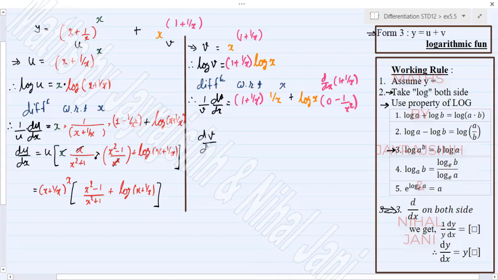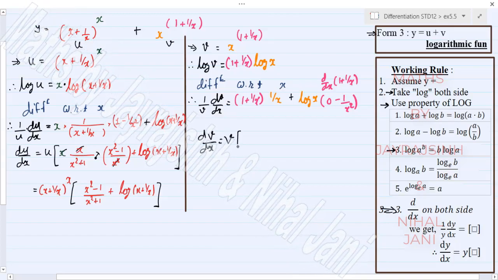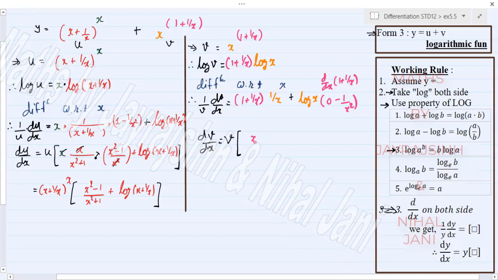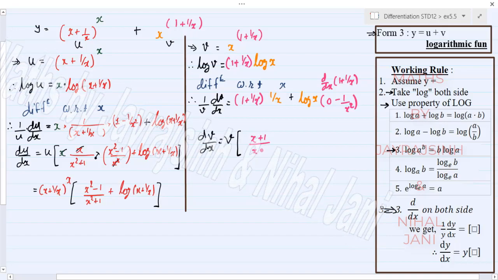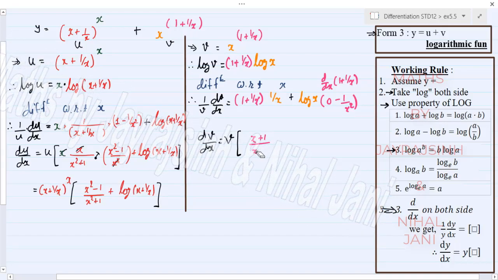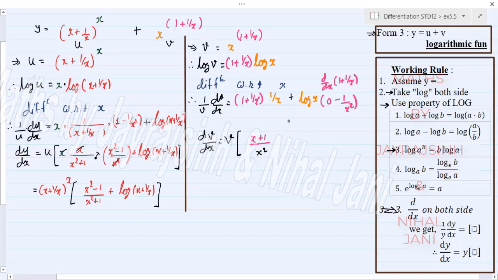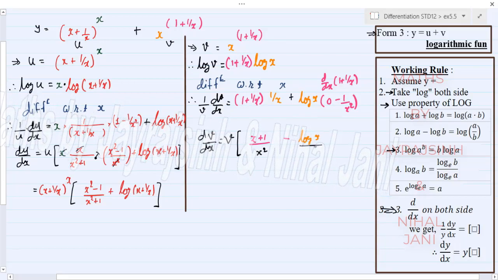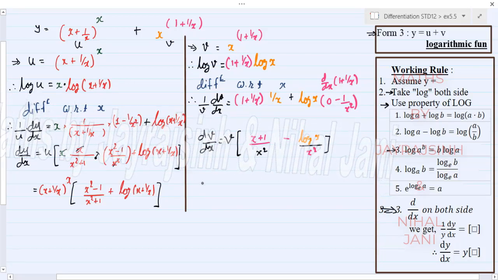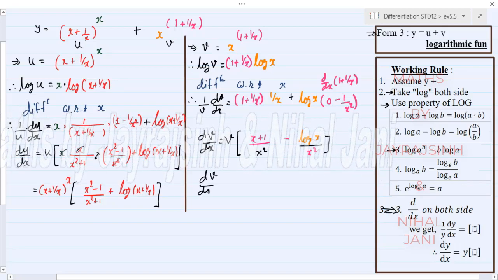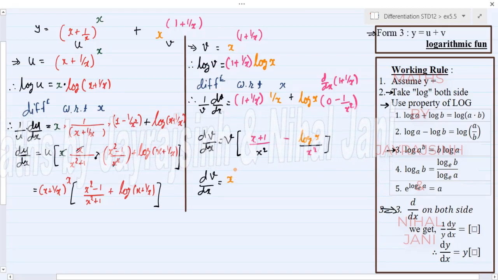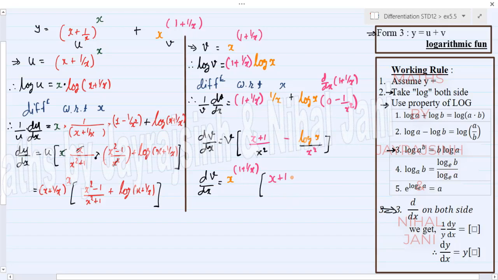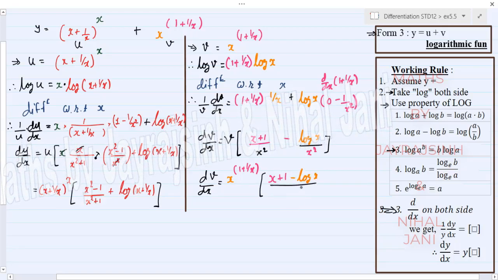So we can say your dv by dx can be simplified as v into, here we have to take LCM of x, so we get x plus 1 upon x into x, or we can say x square. In the second step we will get minus log x upon x square. So finally we can say your dv by dx is x raised to 1 plus 1 by x into x plus 1 minus log x upon x square.